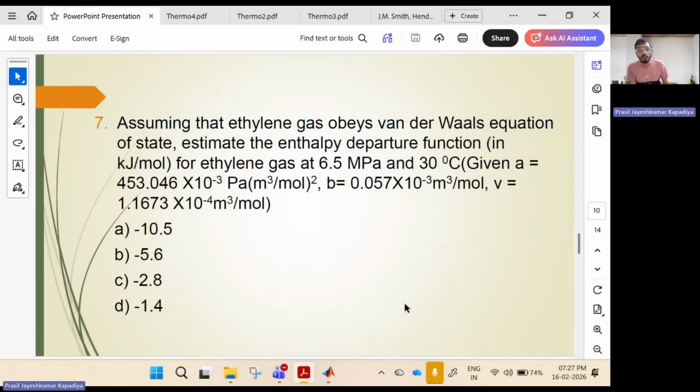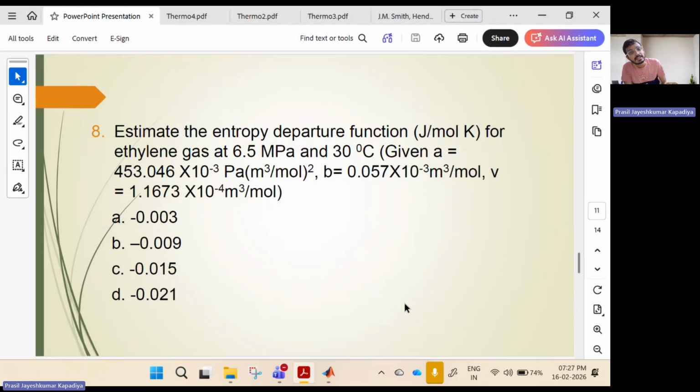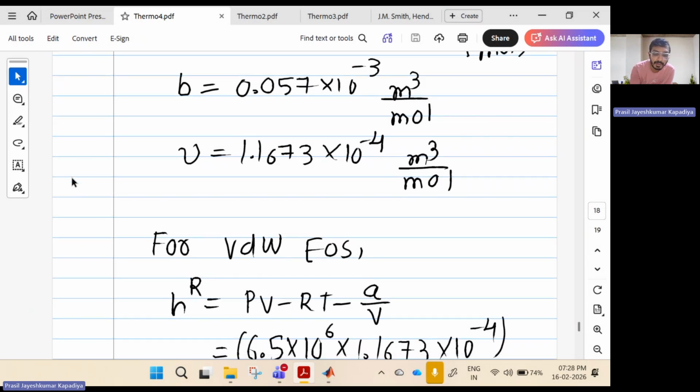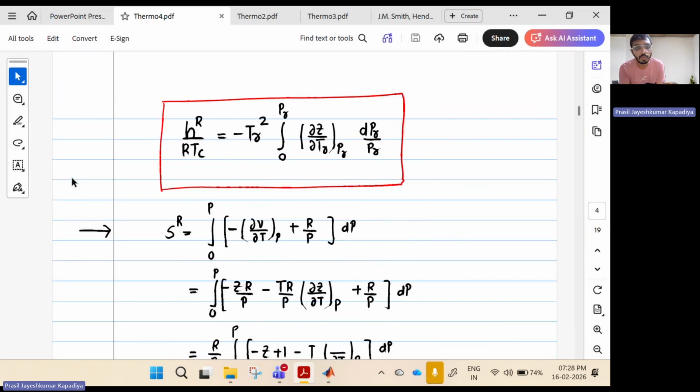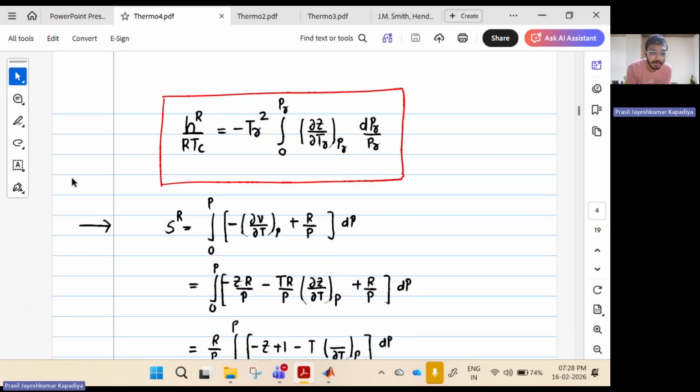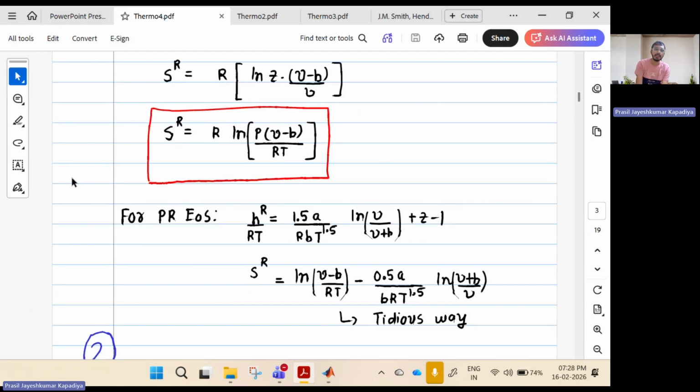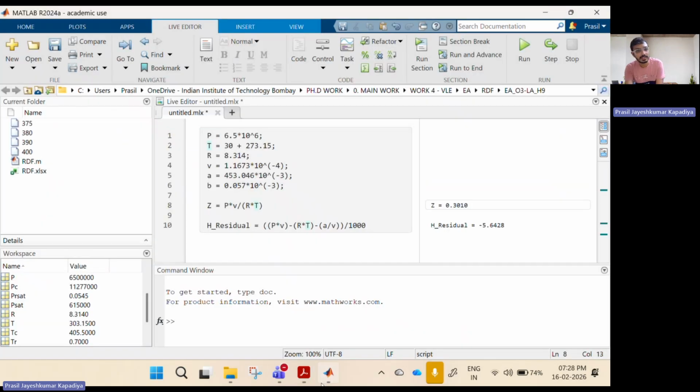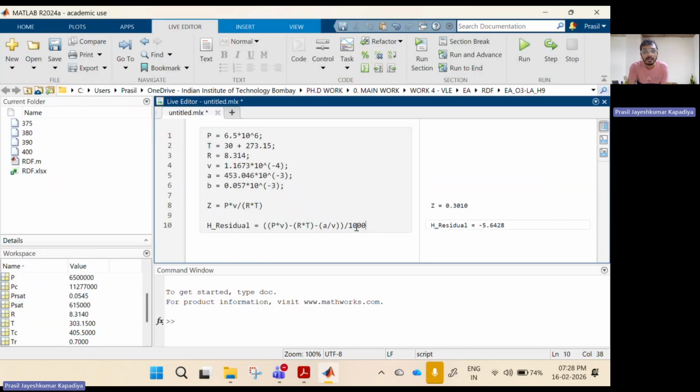Okay, let's try to move ahead with another question. Estimate the entropy departure function in joules per mole Kelvin for ethylene gas at 6.5. Okay, same question, but we are supposed to find the entropy departure function. So how to find the entropy departure function? For the van der Waals equation of state, what was the entropy departure function? It was nothing but R into ln of P into V minus B divided by RT. Okay, so let's try to plug this in.